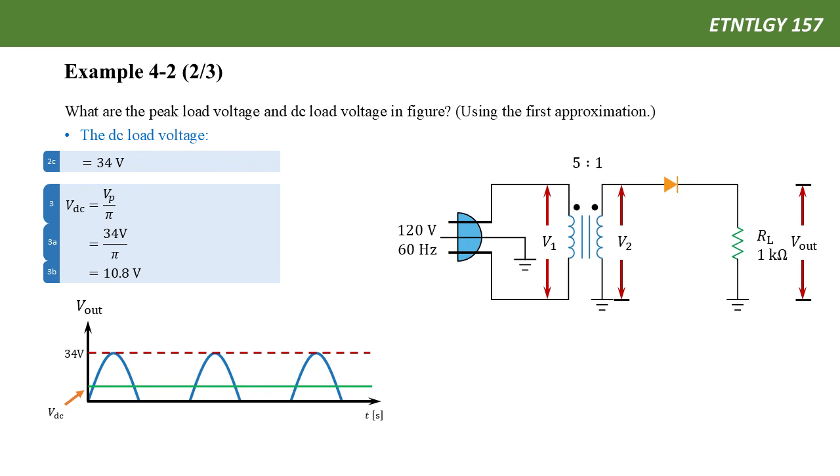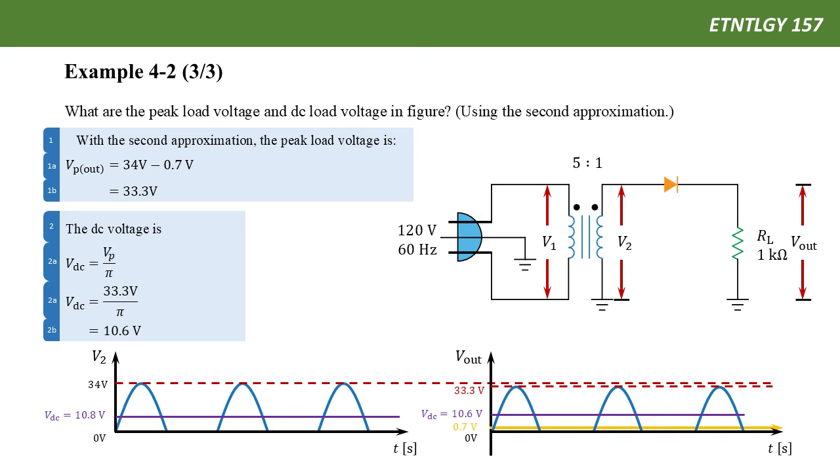Because we are using the first approximation, the diode doesn't cause any voltage drop. There is no 0.7 volt involved. Therefore, the entire 34 volts will be the output of the diode. In other words, the resistor RL receives 34 volts. So plug this back into the formula, 34 volts divided by pi, that equals 10.8 volts. So in conclusion, the DC load voltage equals 10.8 volts.